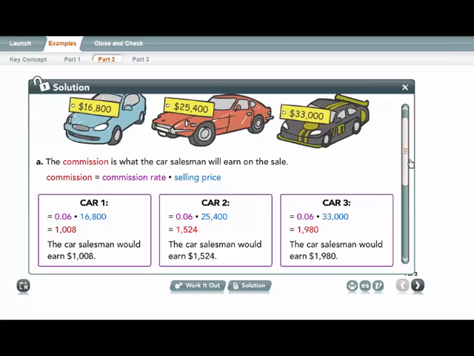Looking here, we can see that for car 1, if we're looking at the commission for the car, the sale is 6% times the car amount, $16,800. So that car salesman is going to make $1,008. On car 2, the rate is still 6% commission on $25,400, and he's going to make a commission of $1,524. On car 3, we see a 6% commission still, on a $33,000 car. $1,980 is the amount of money the salesman would make. So why do you think the salesman is trying to sell car 3 over car 1?